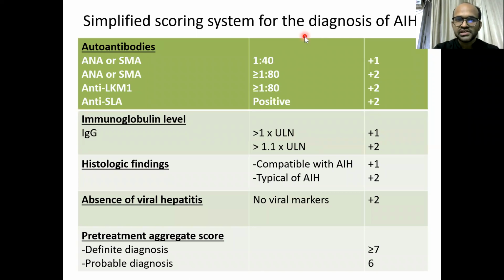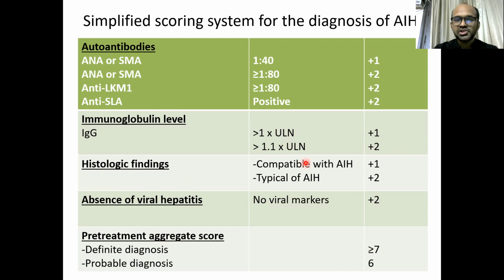In the simplified scoring system, we have autoantibodies. ANA or SMA if positive, we give a score of +1. ANA or SMA if positive in a titer of more than or equal to 1:80, we give a score of +2. Anti-LKM1 more than or equal to 1:80, we give +2. Anti-SLA if positive, no matter the titer, we give +2, right? Immunoglobulin, if more than upper limit of normal, we score +1. If more than 1.1 times upper limit of normal, we give +2.